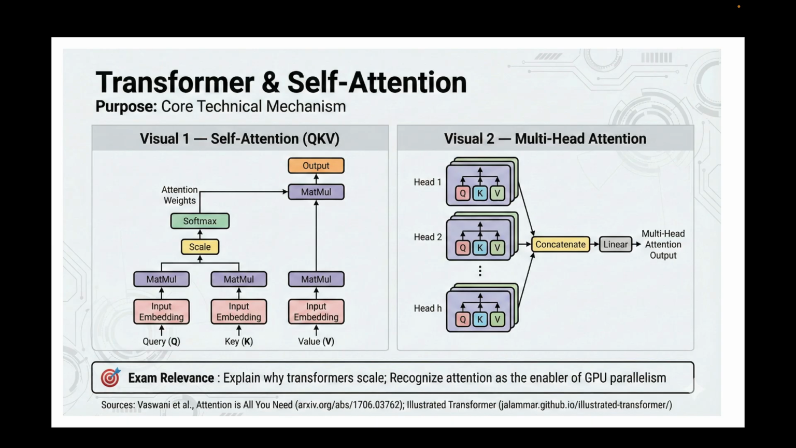And as Visual 2 shows, we use multi-head attention. We run these processes in parallel, allowing different heads to focus on different aspects of language simultaneously. One head might look at syntax, another at semantics, giving the model a massive computational advantage.